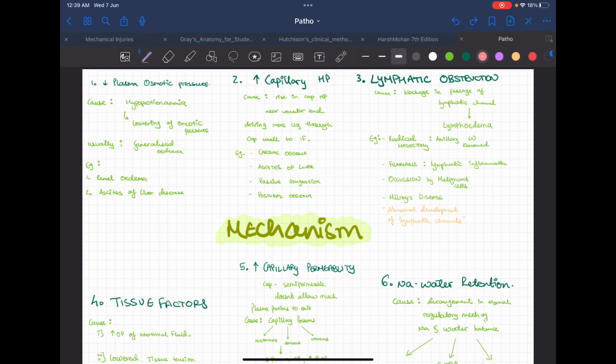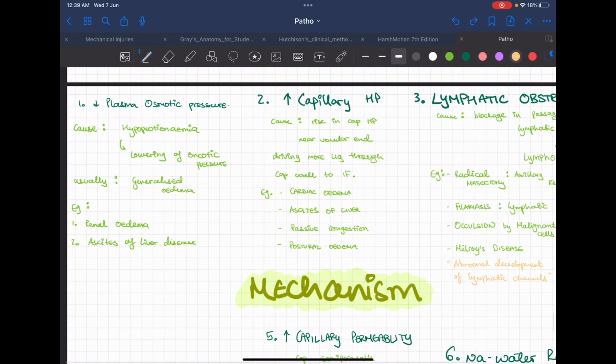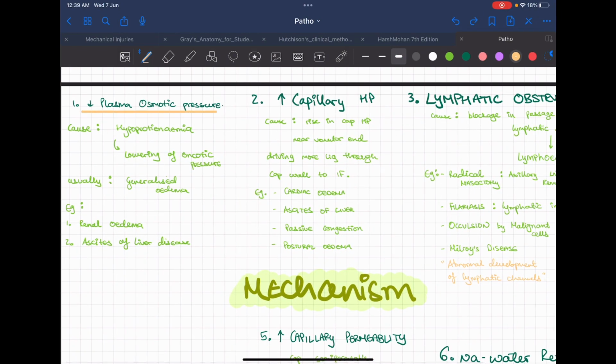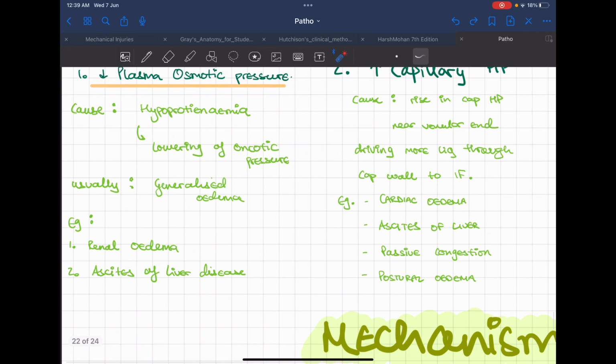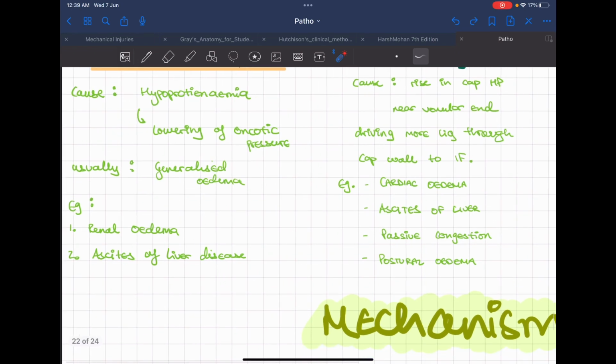Let's focus on each of them specifically over here. First, decreased plasma osmotic pressure. The cause of plasma osmotic pressure to decrease is hypoproteinemia. Hypoproteinemia is a lack of protein content in the plasma, due to which there is lowering of oncotic pressure, because oncotic pressure is the pressure exerted by the protein content. So it usually causes generalized edema.